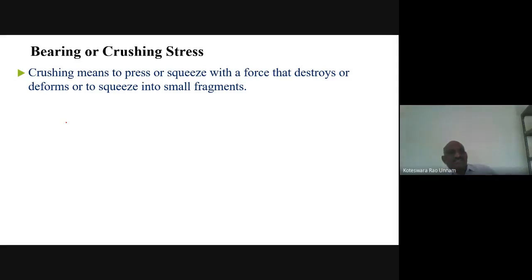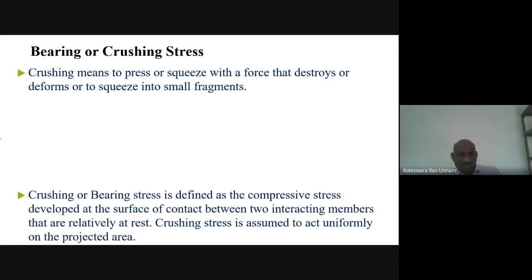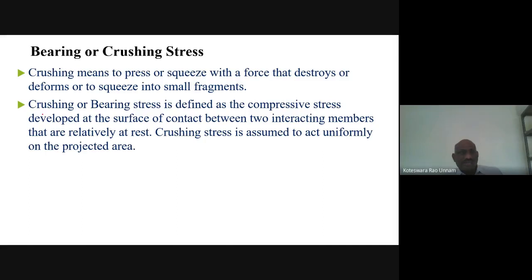This is the definition of bearing stress and crushing stress. Again, it is always a compressive stress only. Bearing stress is compressive stress, and it is developed at the surface of contact between two interacting members that are relatively at rest. So when two components are in a relatively rest position, because of the compressive action of the loading at the interface of these two surfaces, this stress will be induced. We generally assume this crushing stress or bearing stress is uniform throughout the cross section.